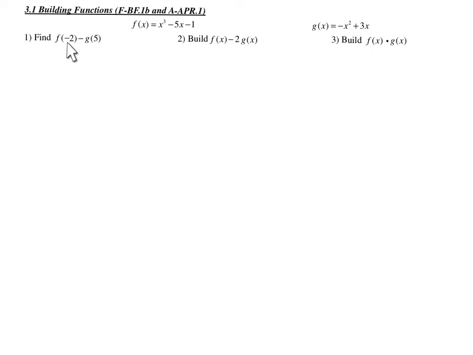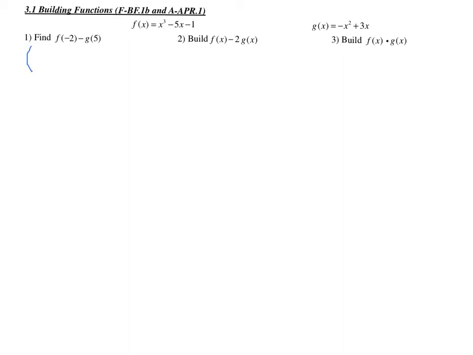If I want to find f of negative 2 and then subtract g of 5, hopefully you understand we're going to put negative 2 into the f function, find the value, and then we're going to put 5 into the g function, find the value, and then we are going to subtract the two values? So watch how this looks.